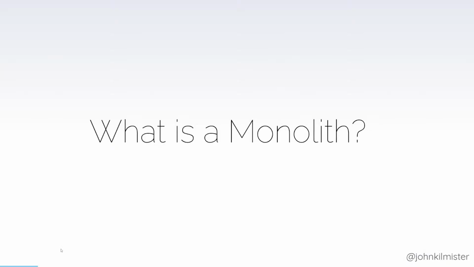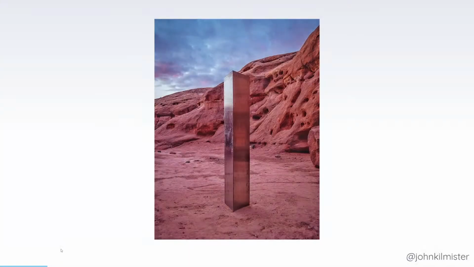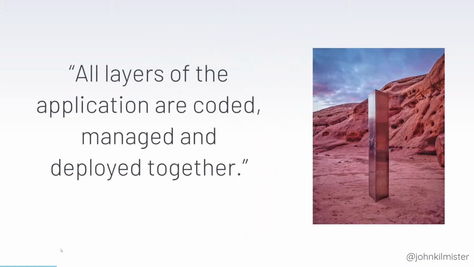So let's start at the beginning. What is a monolith? Well, a monolith in its traditional sense is just a single massive block, be that of stone or metal like this example here in Utah. But when we're talking about software, what do we mean? Well, a software monolith, much like a physical monolith, is where everything is together. And in a software monolith, that means all layers of the application. They're all coded together, they're managed together, and more importantly, they're deployed together.